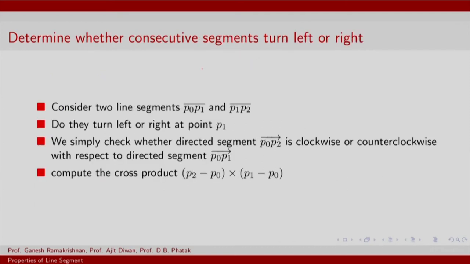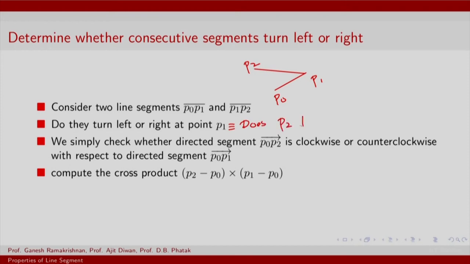How about two arbitrary line segments P0, P1 and P1, P2? So what does this mean? Well, this means P0, P1 and P1, P2. Now we will not make any specific assumption about P1 or P0 or P2. Do they turn left or right at point P1? Now it is similar to the previous question of whether P2 turns clockwise or counterclockwise from P0 with respect to P1.